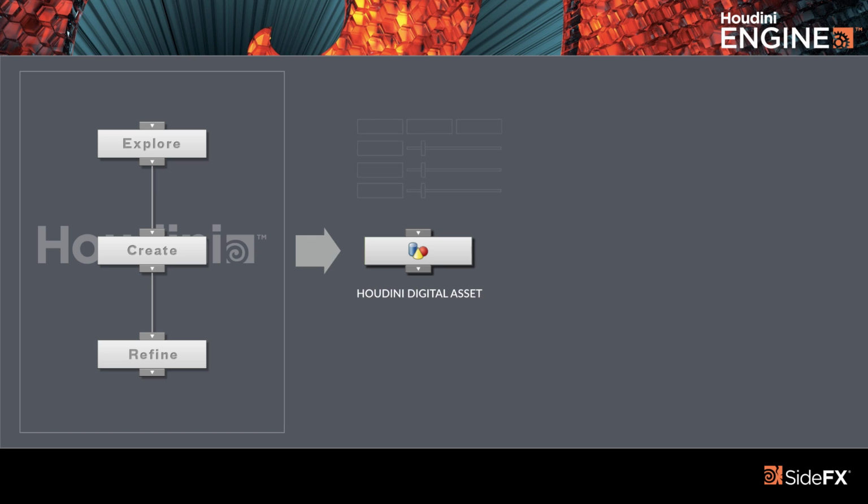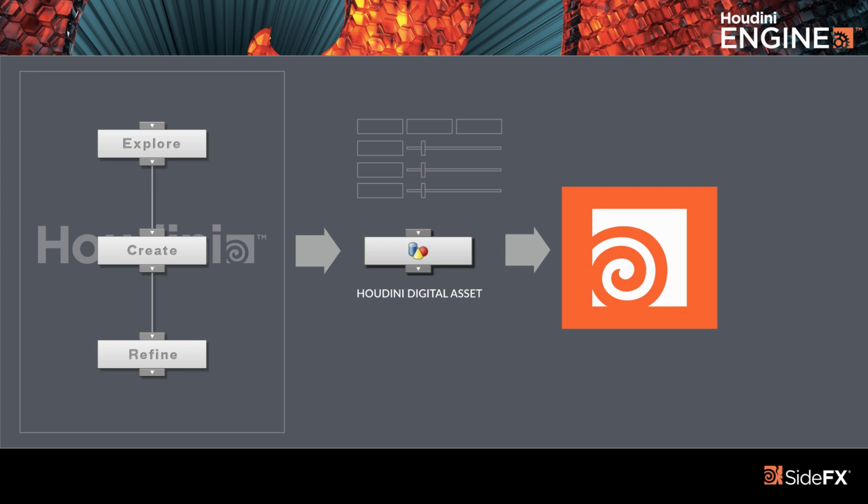What you then do is build a high-level interface for it. So you take parameters from inside the network, promote them up, and they give you access to control what's going on under the surface. You can then take this and share this with other Houdini artists. And this is traditionally how this has worked.